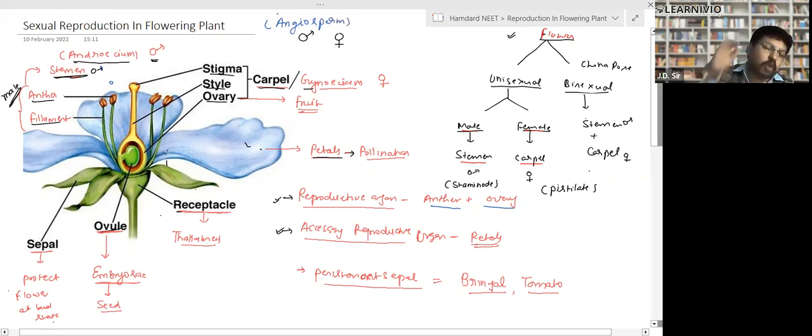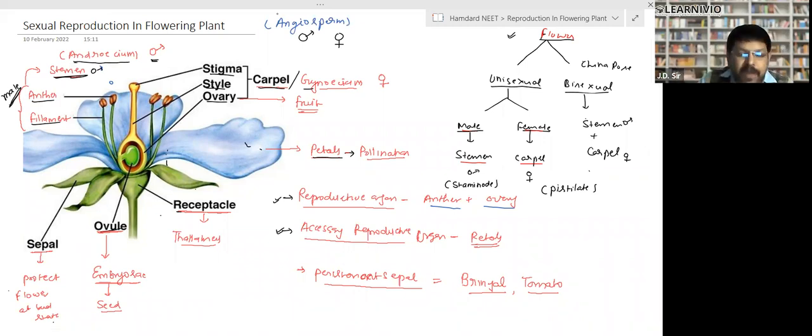For the sake of your knowledge, I want to tell you that all plants which give flower and fruit are called angiosperms, right? The meaning of angiosperm: angio means covered and sperm means seed. So the seed remains covered. Like the mango, the seed of the mango remains covered in the hard part that we throw away, right? And that is the first covering.